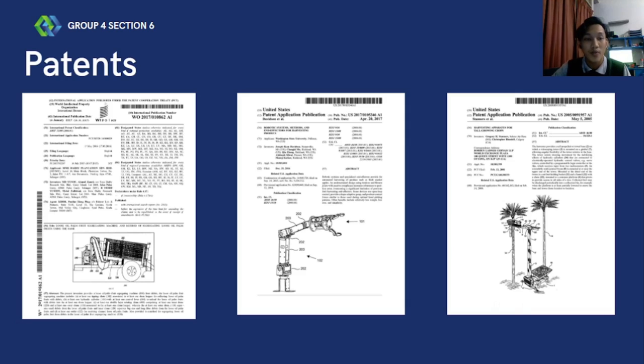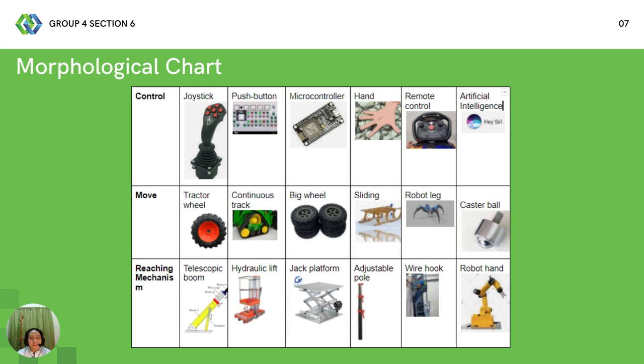Then the fourth patent is a loose oil palm fruit collecting machine. Then the fifth patent is robotic system, methods, and end effectors for harvesting produce. And the last patent is a harvesting apparatus for tall growing crops. All of these patents we use to find the concept generation for our product. Next, I will explain the morphological chart.